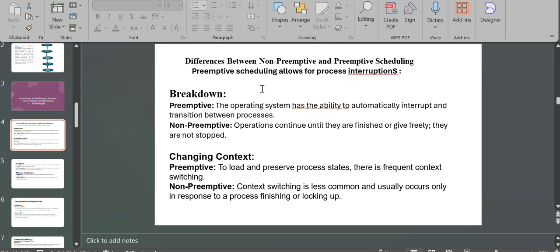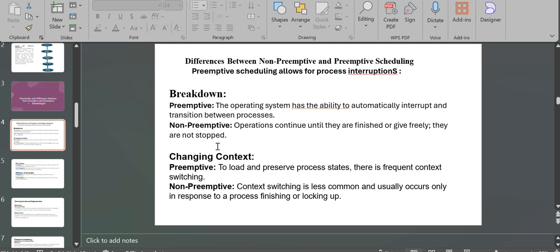Preemptive scheduling allows for process interruptions. First one is process breakdown. In preemptive scheduling, the operating system has the ability to automatically interrupt and transition between processes. In non-preemptive scheduling, processes continue until they are finished or give up the CPU freely; they are not stopped, and there is no context change.